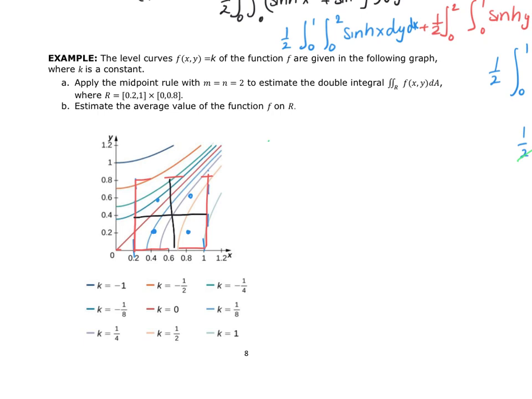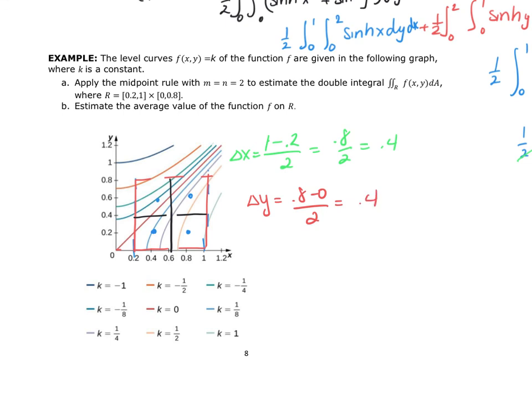So I have 1 minus 0.2 divided by 2. This is going to be my delta x. This is going to be 0.8 divided by 2, which gives me 0.4. So my x is going to be broken up right here at 0.6. And then I'm going to do the same thing for my delta y. So my delta y is going to be 0.8 minus 0 divided by 2, which gives me, again, 0.4.